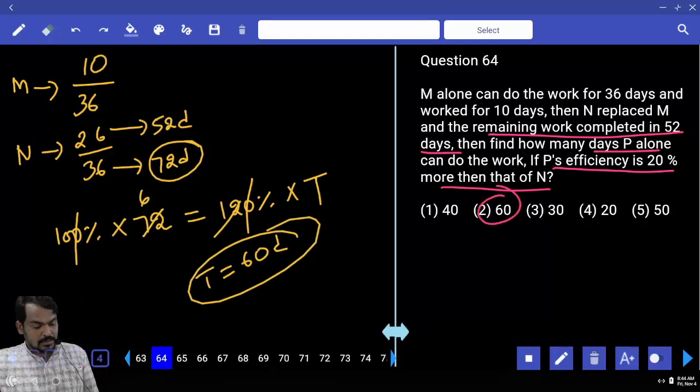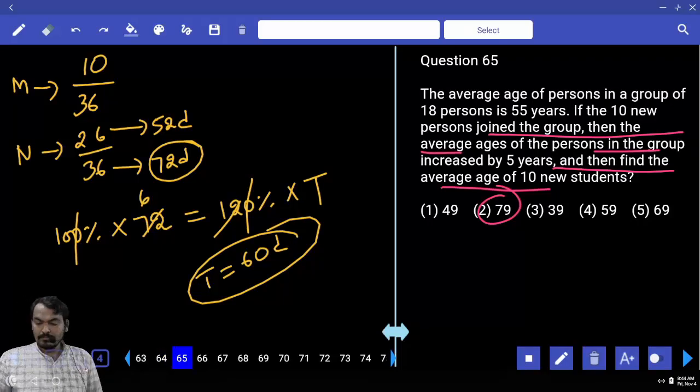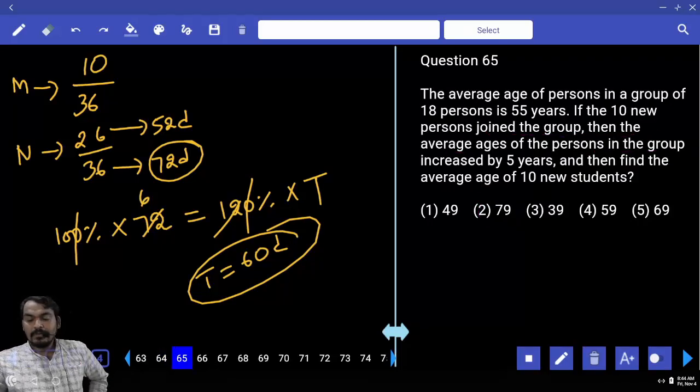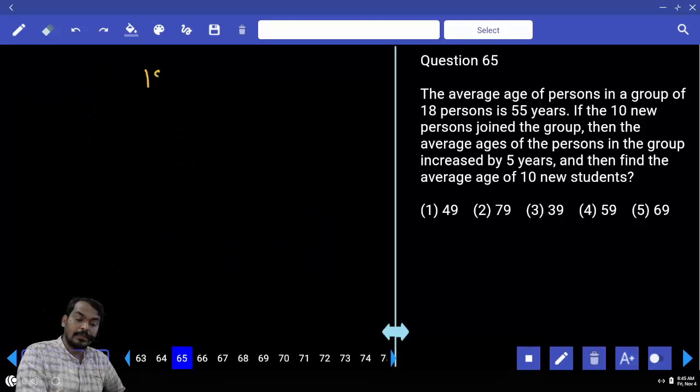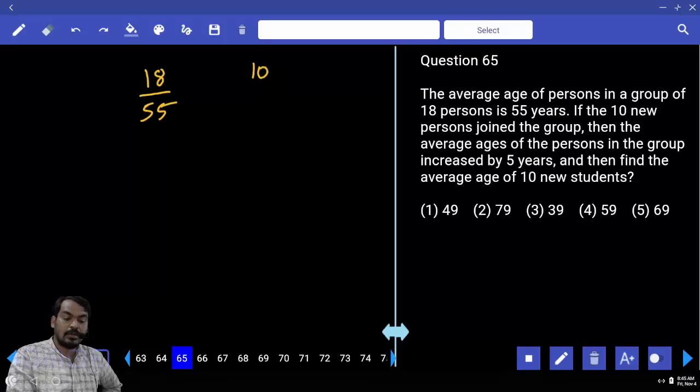Next question number 65. The average age of a group of 18 persons is 55 years. If 10 new persons join the group, the average age of the group increases by 5 years. Then find the average age of the 10 new persons. Initially how many students are there? 18 students. What is the average value? 55. Again how many students joined? 10 students. We need to identify the average of these 10 students.